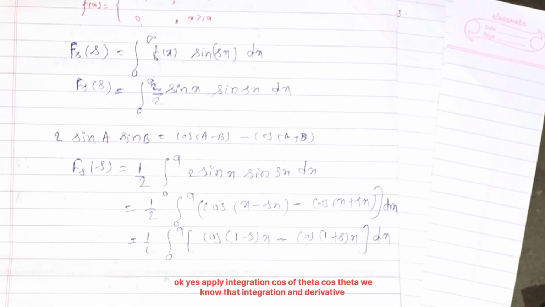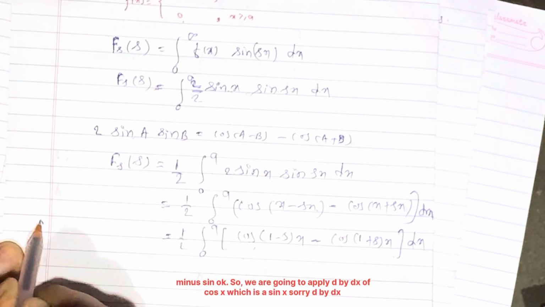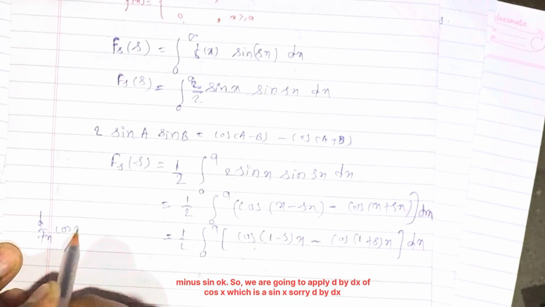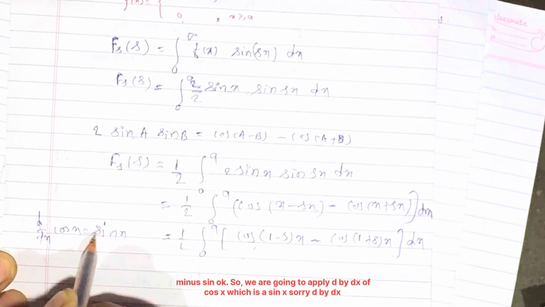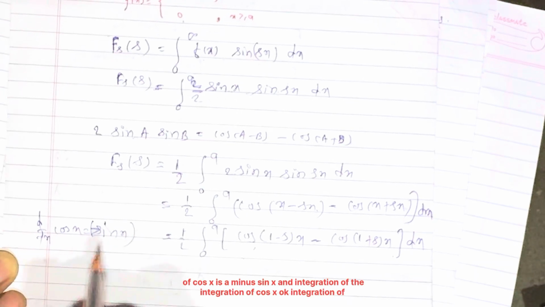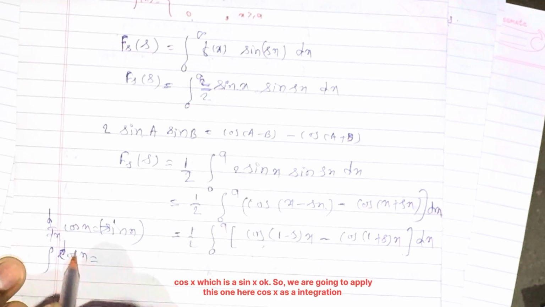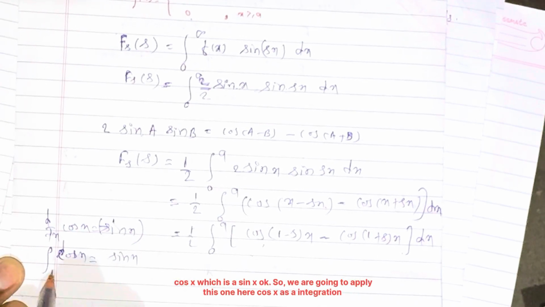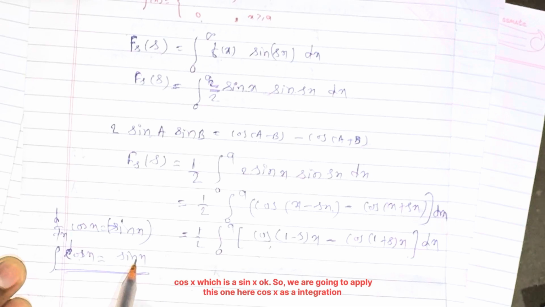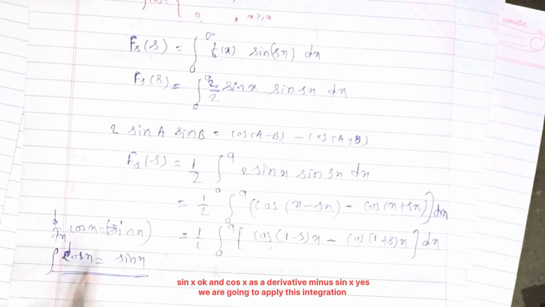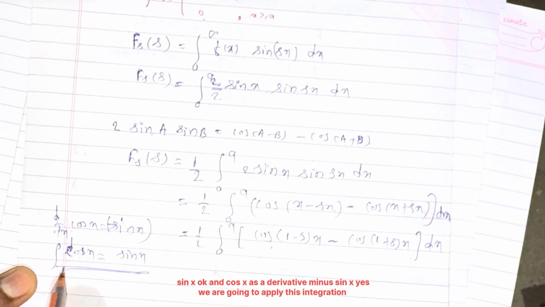Apply integration of cos theta. We know the integration and differentiation of cos: cos has an integration with a plus sign, and cos has a derivative with a minus sign. So d by dx of cos x is minus sin x, and integration of cos x is sin x. We are going to apply this here: cos x has the integration sin x, and cos x has the derivative minus sin x.